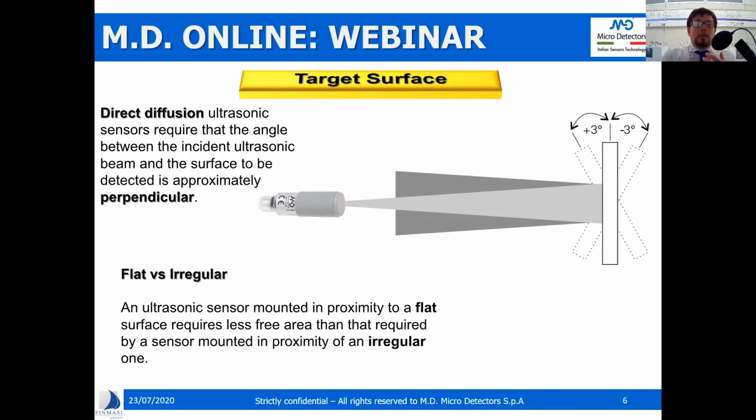Another important characteristic of the target surface is its nature. It should be almost flat and regular, because otherwise some sound degradation would occur.